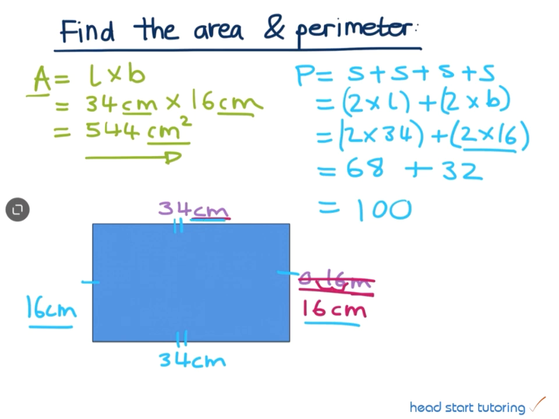And because we are working with centimeters, we have our answer in centimeters, not centimeters squared, just centimeters. So the perimeter of this rectangle, 34 centimeters by 16 centimeters, gives us an answer of 100 centimeters.